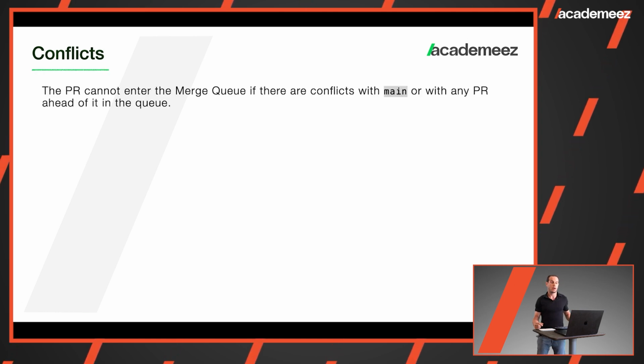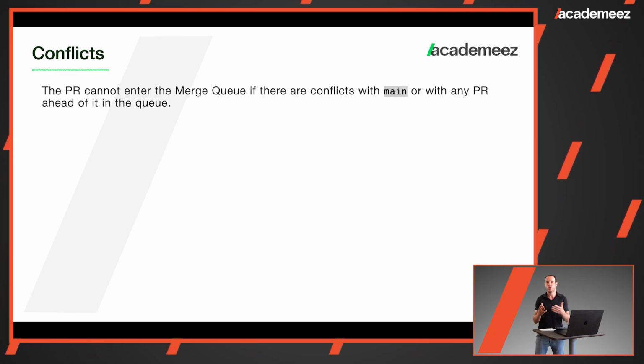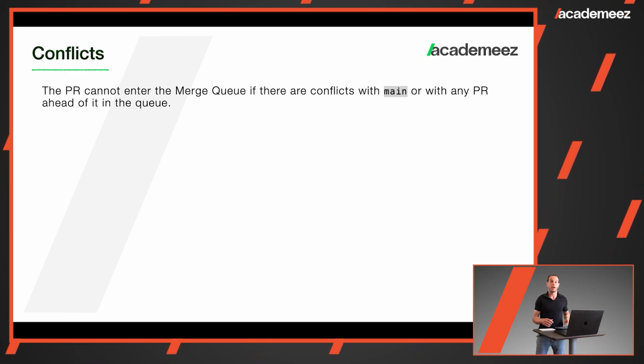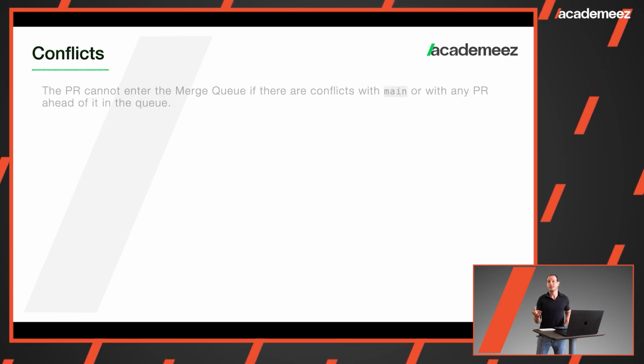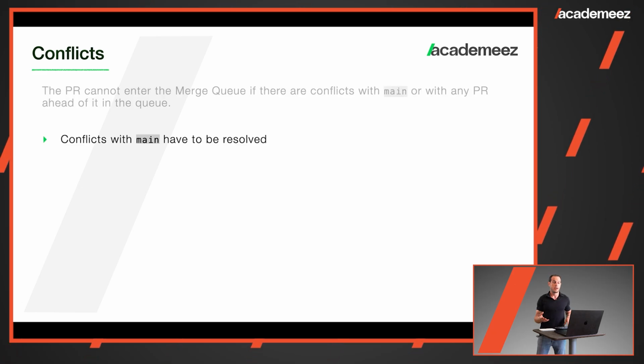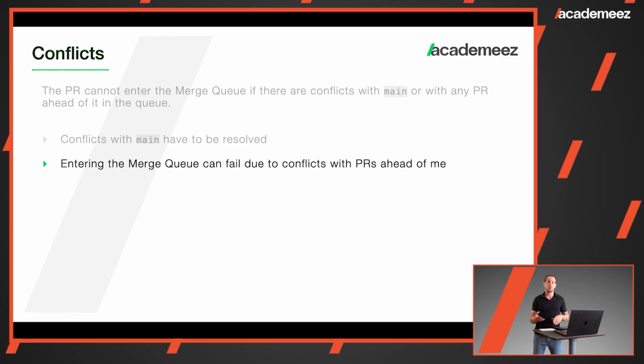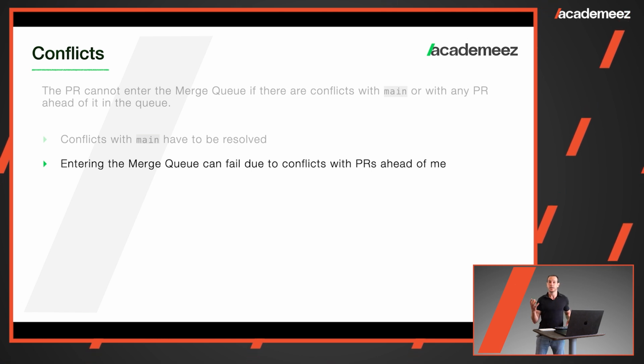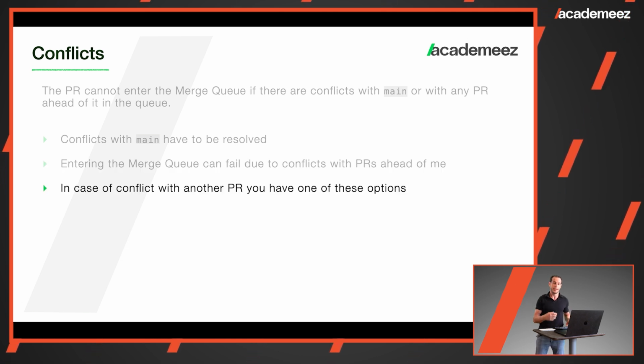So the PR cannot enter the merge queue if there are conflicts with main. Usually if you have conflicts with main, you solve them, and only after you solve them, your PR can enter the merge queue. So this is kind of a prerequisite before your PR can enter the merge queue. After you solve your conflict with main, your PR can still have conflicts with other PRs. So conflicts with main have to be resolved, but when you enter the merge queue and the merge group branch is created, that merge group branch creation might fail due to conflicts with PRs that are already in the queue.